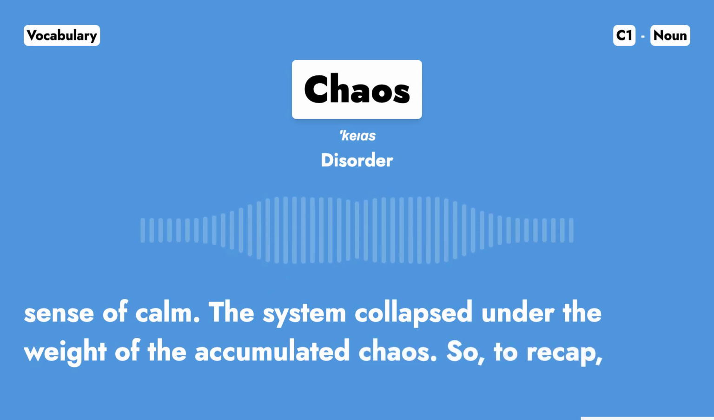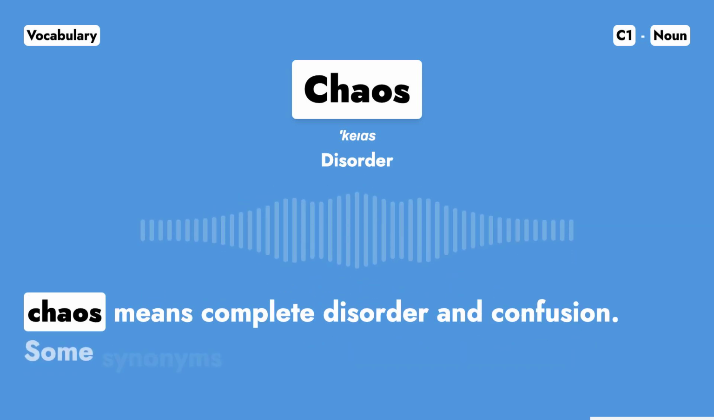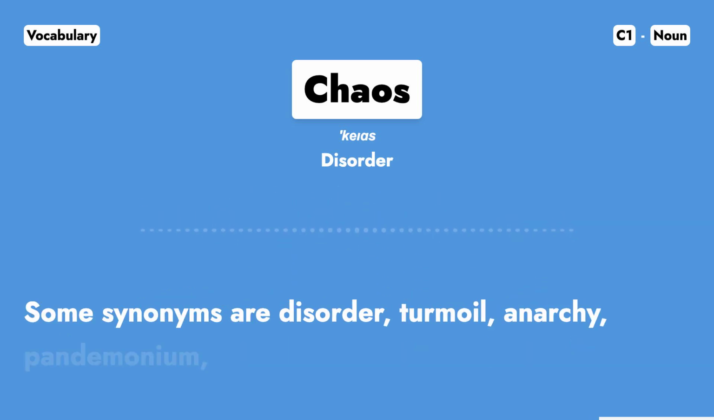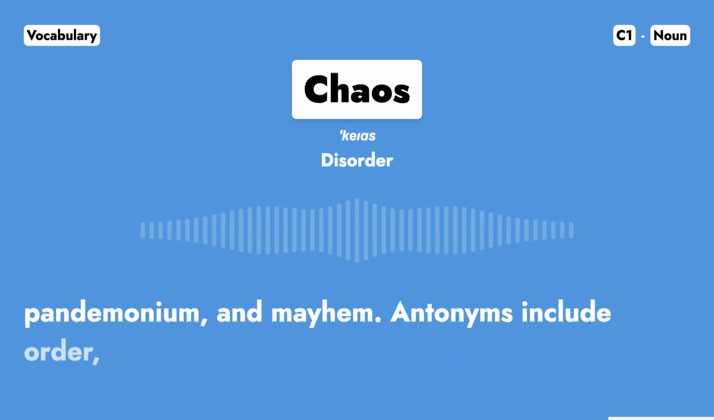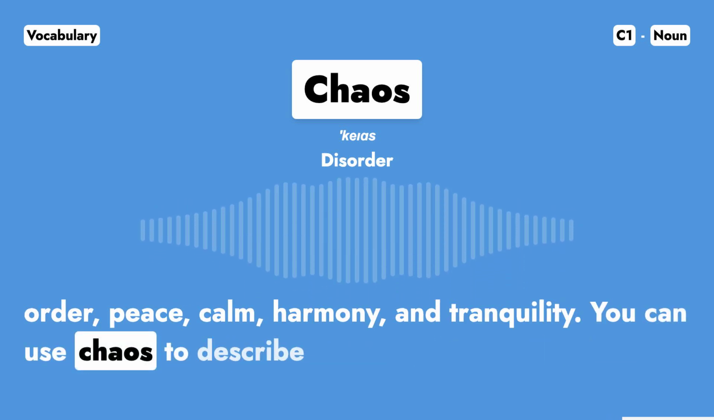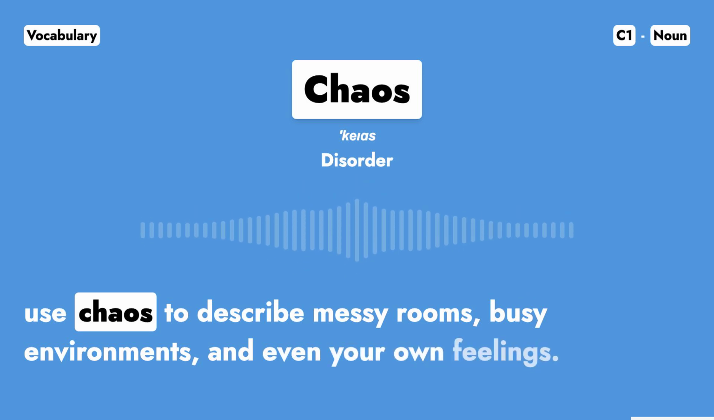So, to recap, chaos means complete disorder and confusion. Some synonyms are disorder, turmoil, anarchy, pandemonium, and mayhem. Antonyms include order, peace, calm, harmony, and tranquility. You can use chaos to describe messy rooms, busy environments, and even your own feelings.